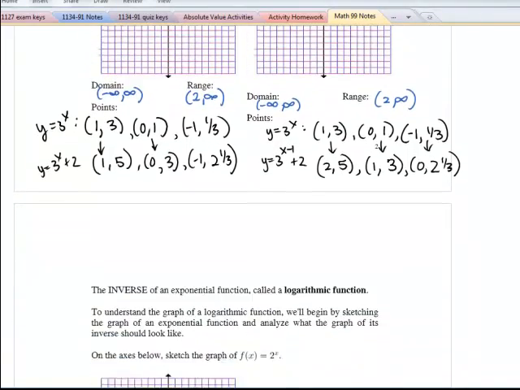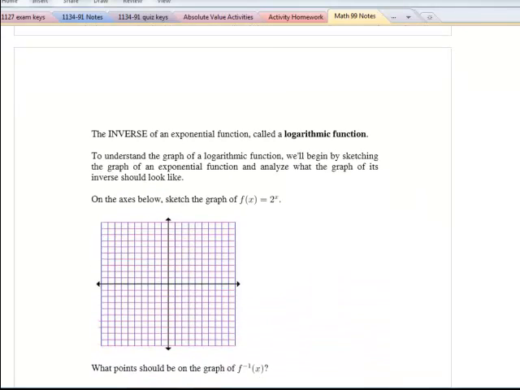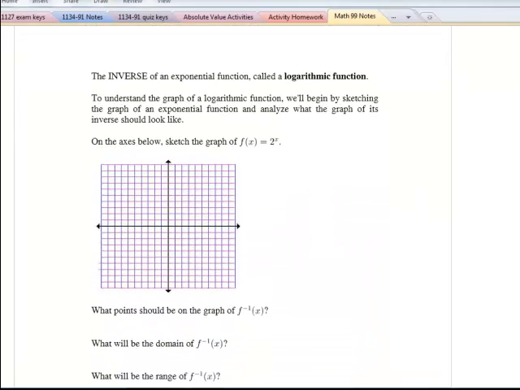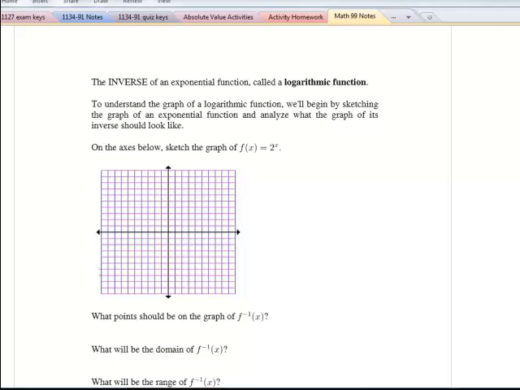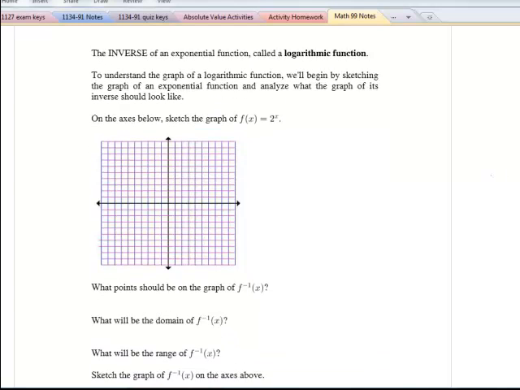Alright, so now we're going to look at the inverse of an exponential function, and the name for that is a logarithmic function. And we've talked about this in the other sections when we were solving exponential and logarithmic equations. So to figure out what the graph should look like, what we want to remember is how a function and its inverse are related. So we're going to start with the graph of f of x equals 2 to the x, or y equals 2 to the x, and I'm going to put that in blue.